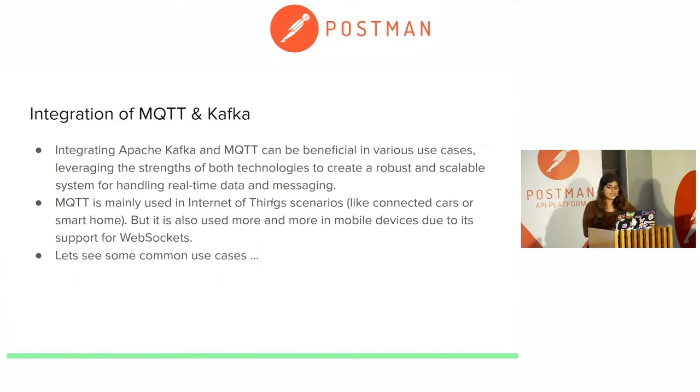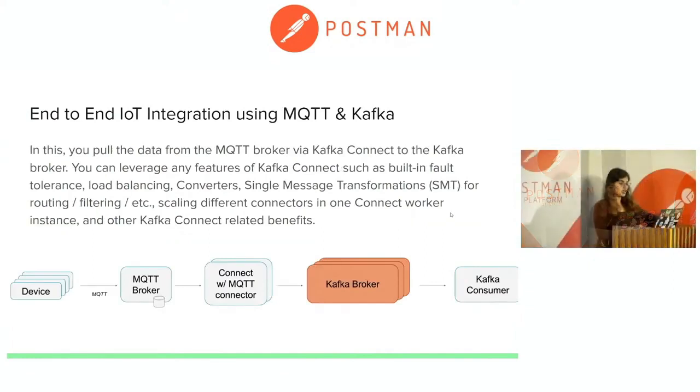So let's see some common use cases. The end-to-end IoT integration using MQTT and Kafka. In this example, you pull the data from the MQTT broker via Kafka Connect to the Kafka broker. Then you can leverage any features of Kafka Connect, such as built-in fault tolerance, load balancing, converters, single message transformers for routing and filtering, etc., or scaling different connectors in one connect worker instance and other Connect-related benefits.